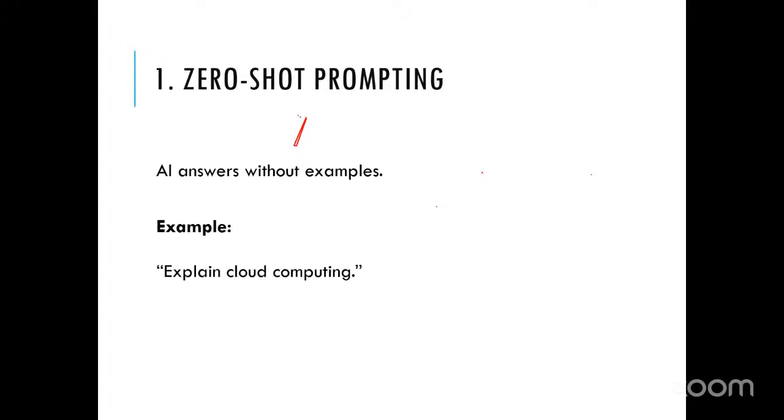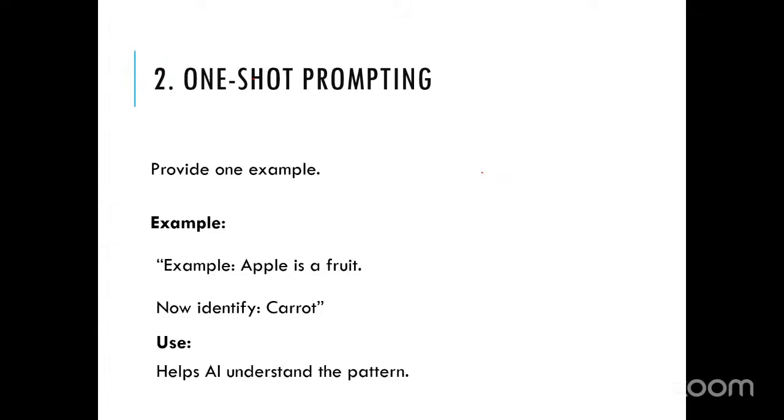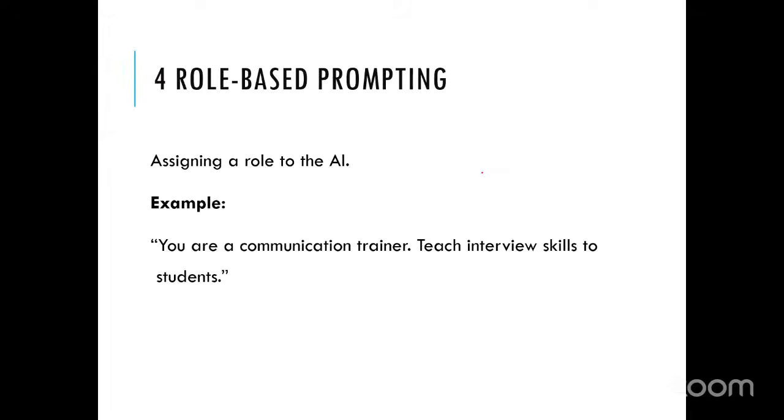Zero shot prompting: AI answers without examples. Quick and simple task. Second is one shot prompting. It provides one example; you at least need to give one example, then ask the AI to understand the pattern. Third is few shot prompting, providing multiple examples before asking the question. This prompt will improve the accuracy and consistency. And fourth is role based prompting.